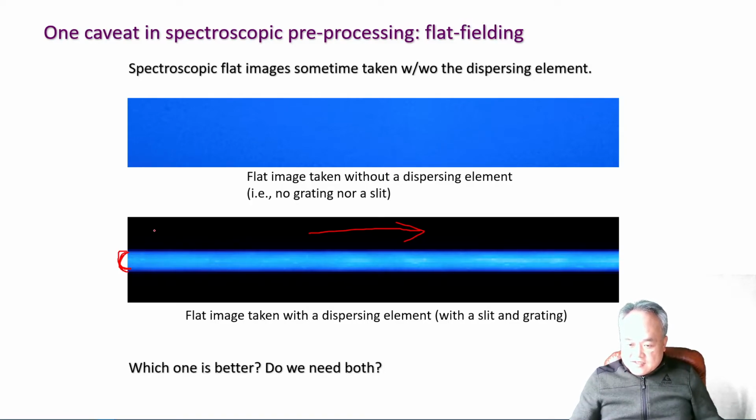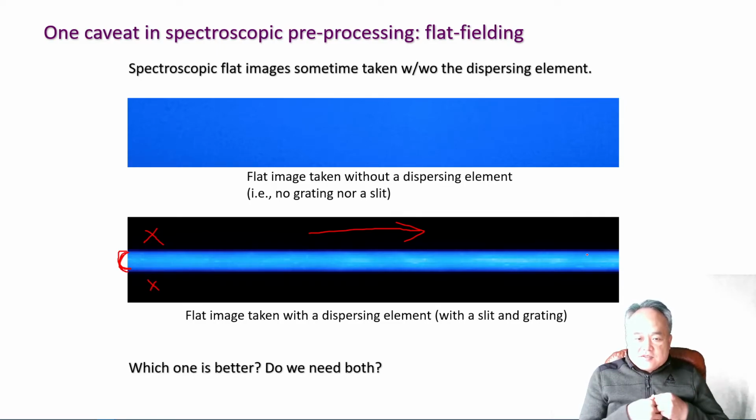So that means that this is an unilluminated region, right? And this is dispersed. So the wavelength dependent sensitivity variation is recorded as well. So when you are given a choice of using just a simple imaging mode flat versus spectroscopic mode flat calibration images, which one is a better choice? What do you want to take and use? It depends on the science that you want to achieve.